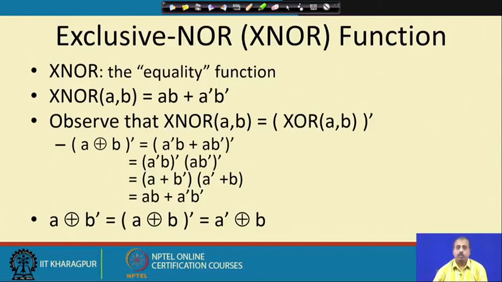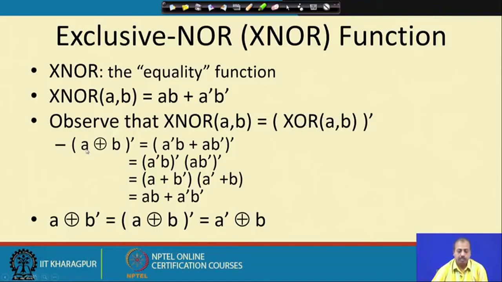So, just the opposite of XOR is XNOR. XNOR is known as the equality function. XOR was the non-equality function, XNOR is the equality function, and XNOR of A B is defined as A B plus A bar B bar. Okay. So, whenever both the inputs are equal, if A and B both are equal to 1, then A B is equal to 1. If both of them are equal to 0, then A bar B bar is equal to 1. As a result, this XNOR function will give us 1 when both A and B are equal to each other. So, we can see that XNOR of A B is the invert of XOR of A B.